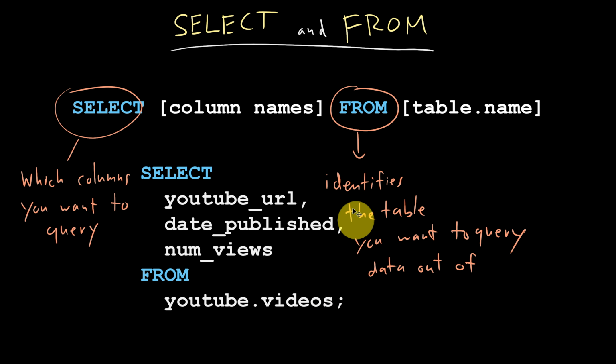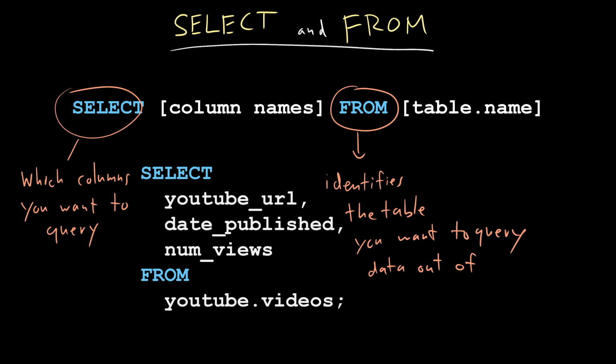So that is basically the syntax of a SQL query. What this query would do is return the result of this table, but only the columns YouTube URL, date published, and number of views. YouTube.videos can have multiple columns. For example, let's say they had the column number of likes or number of dislikes. However, you did not specify it, so it will not be returned to you.